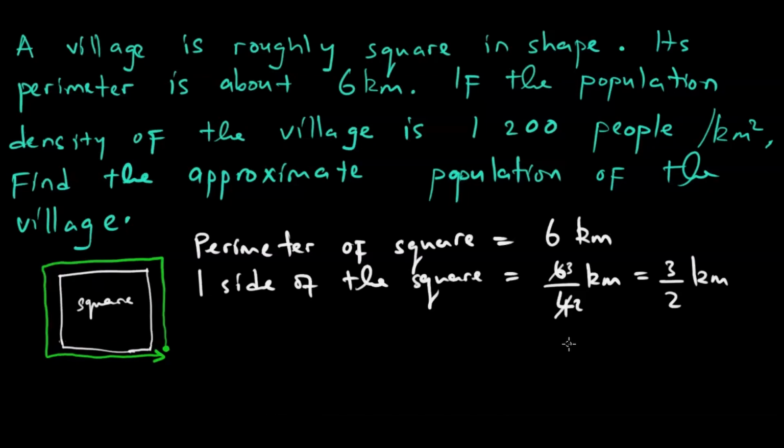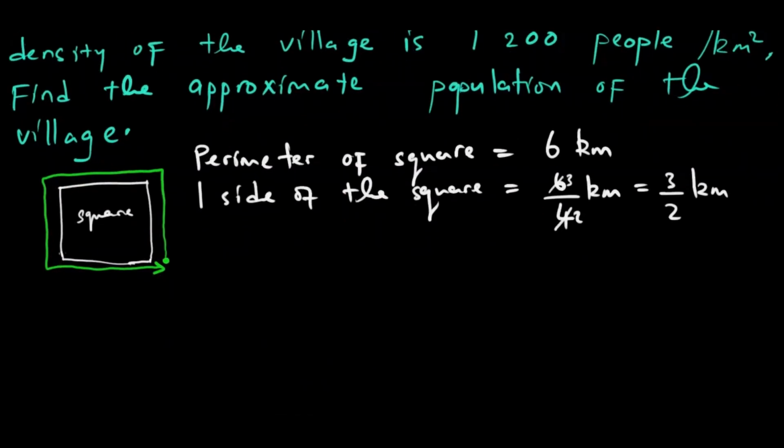If the population density of the village is equal to 1,200 people per square kilometer, find the approximate population of the village. So I'm going to do 2 methods. First, I want to teach you to extract a formula from a given rate. It's going to be really beautiful. Look, we have been told the population density.